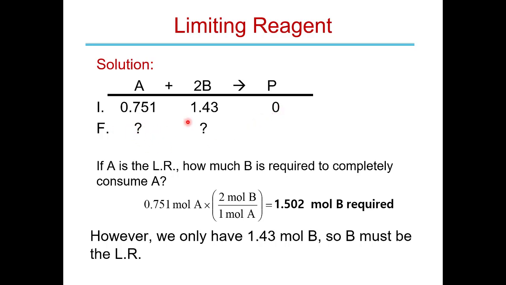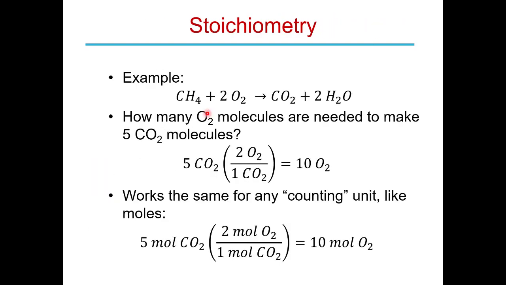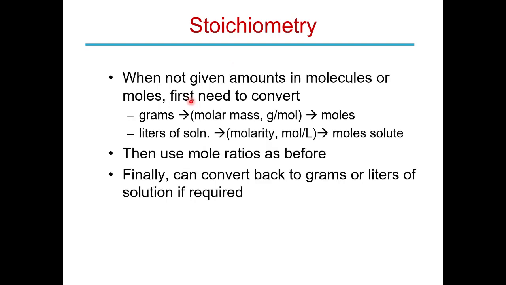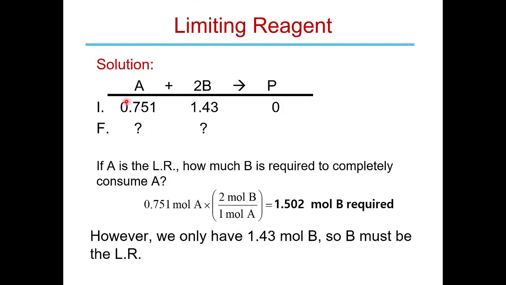And so finally, how much of these are we going to have? So one of them is going to run out. We don't know which one. So what we often do here is let's just pick one. Let's just say, hey, imagine that A were the limiting reactant. All right, so if we're going to use up all 0.751 moles of A, how many moles of B would we need to react with all that? And that's just like the stoichiometry problems that we talked about, right? So here we were looking at how many oxygen molecules are needed to react with a certain number of methane. So same idea, but now we're going to do it assuming that this is the limiting reactant.